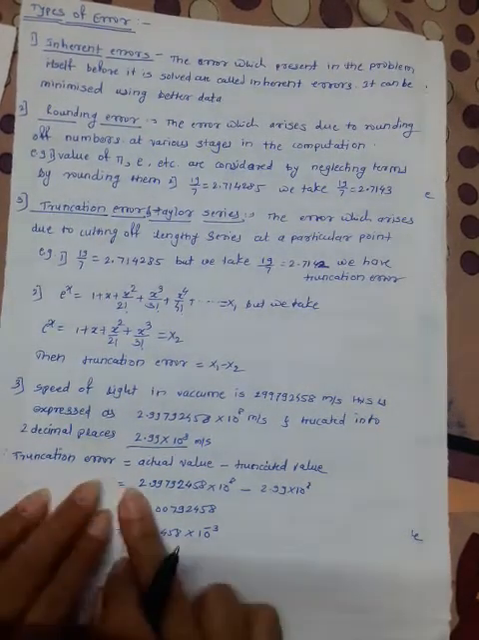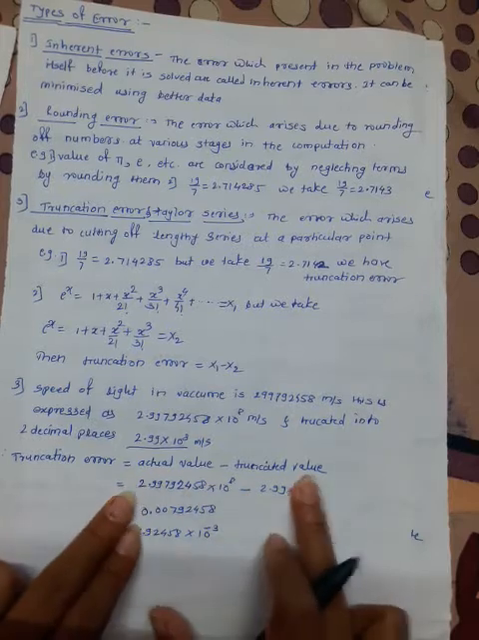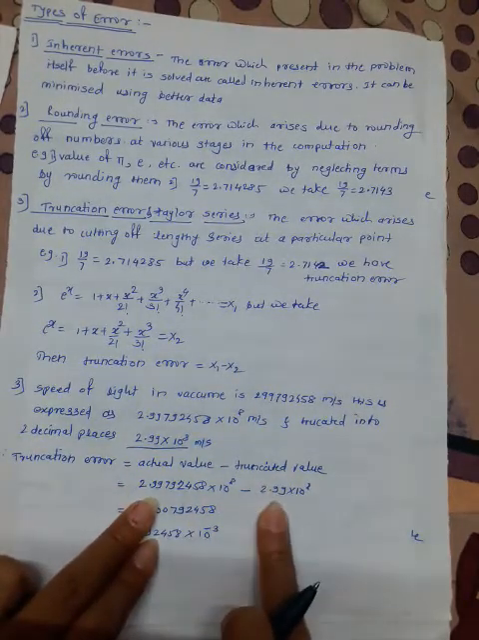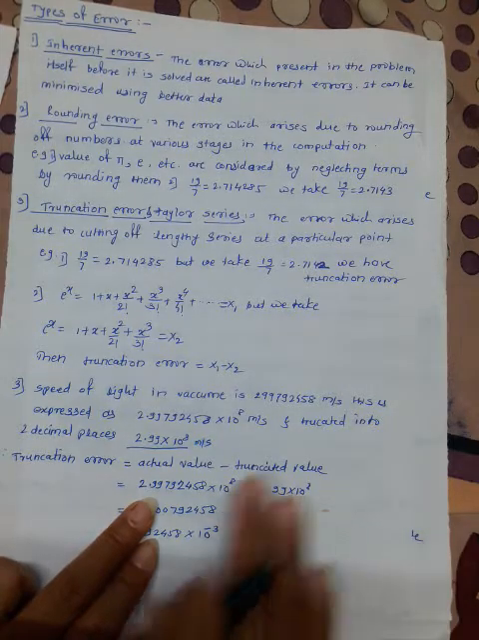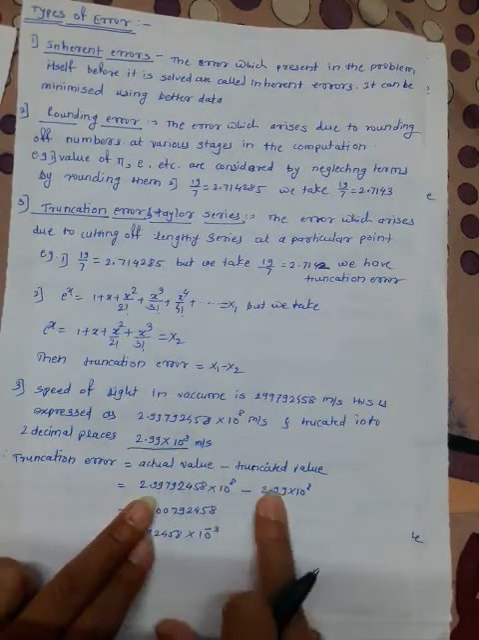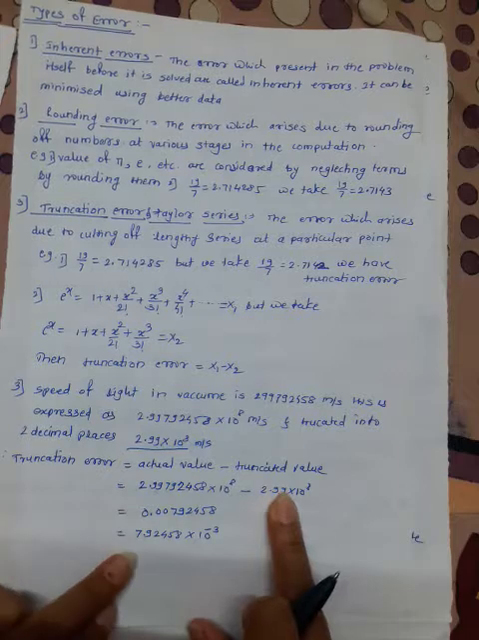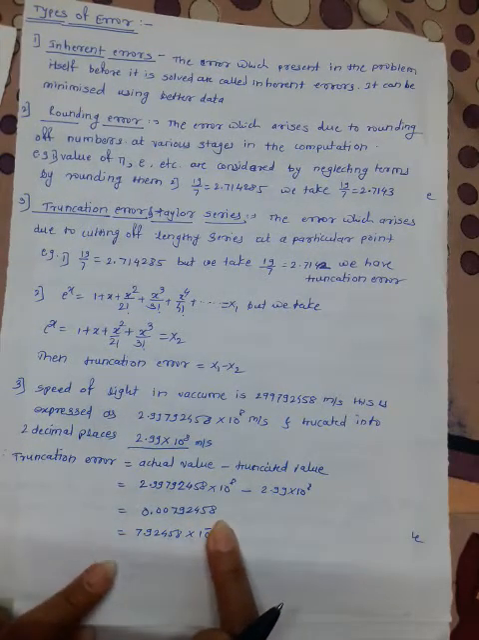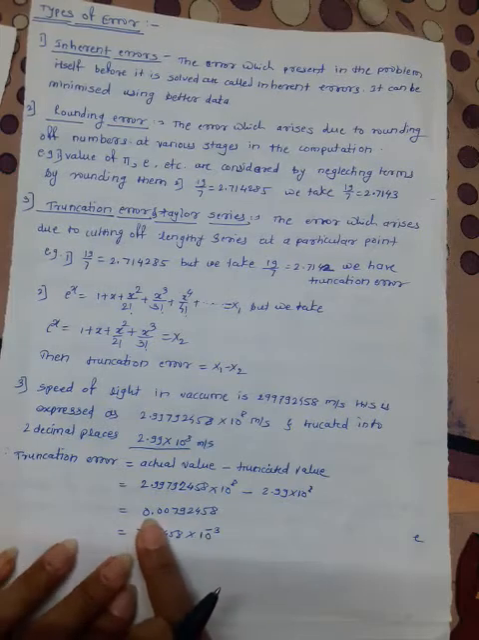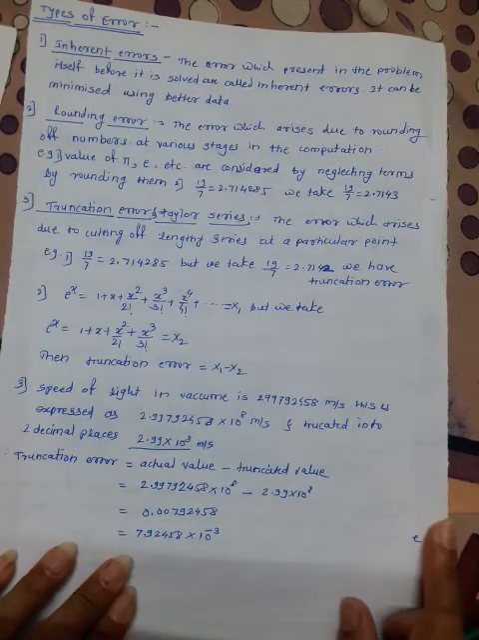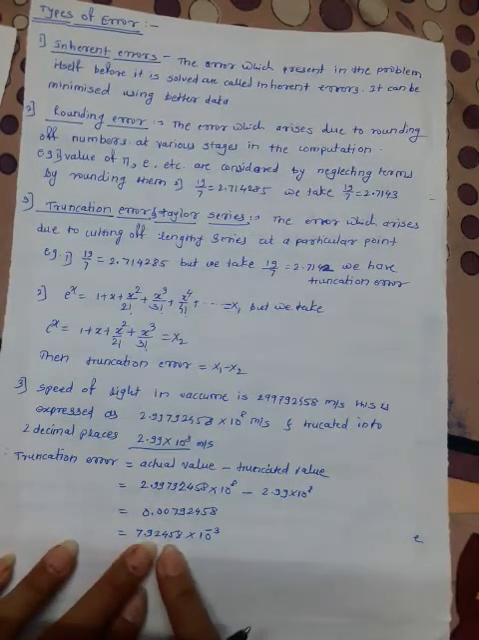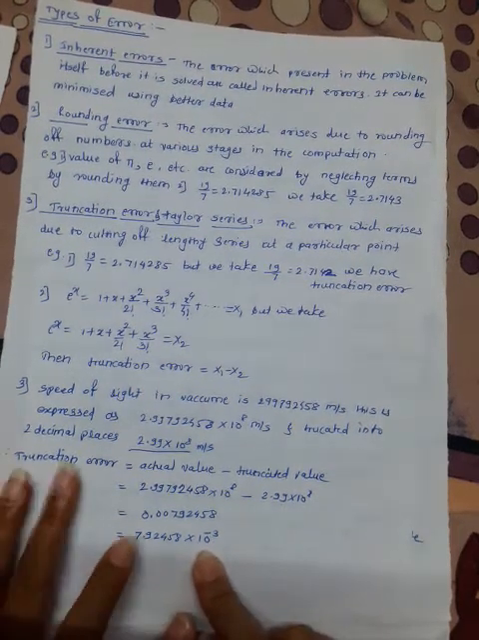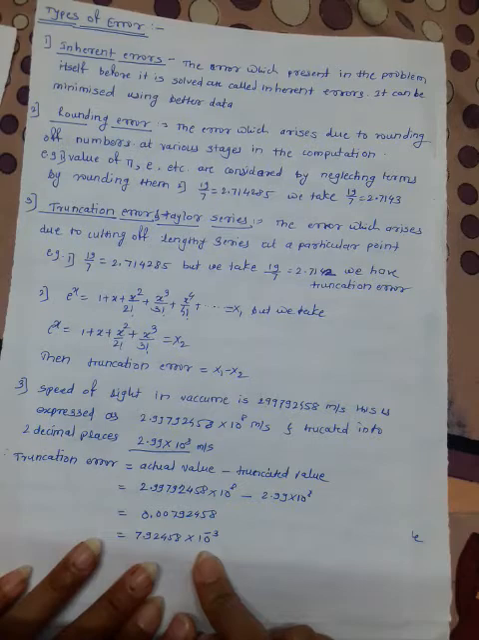Now truncation error can be calculated as actual value minus truncated value. The actual value is this, minus the truncated or chopped value is this. The difference between these two is 0.00792458. Shift the decimal point 3 places towards the right, we get 7.92458 into 10 raised to minus 3, which is called the truncation error.